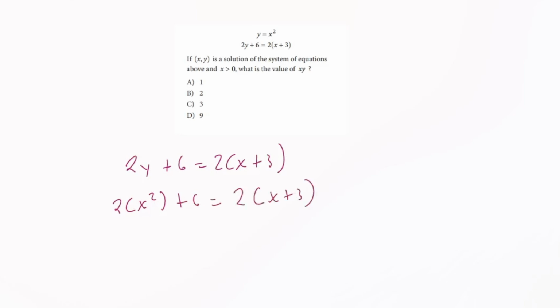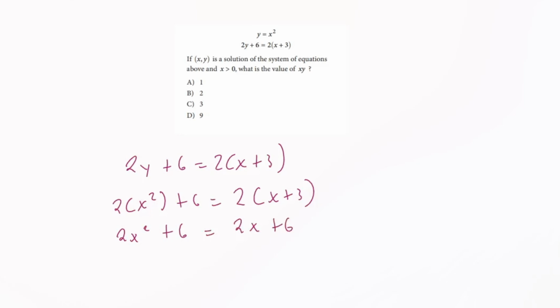So if I have 2y plus 6 is equal to 2 times (x plus 3), I would just put in my x squared wherever I see a y. So it becomes 2 times x squared plus 6 is equal to 2 times (x plus 3). And then I would just simplify this, so it becomes 2x squared plus 6 is equal to 2x plus 6. Remember the distributive property? All right.